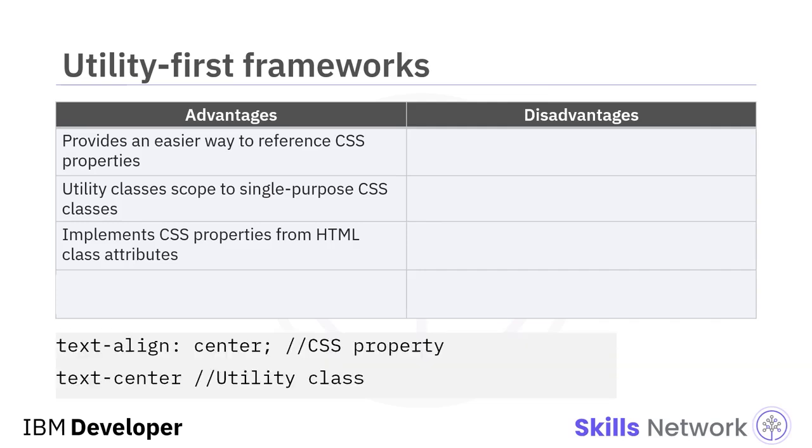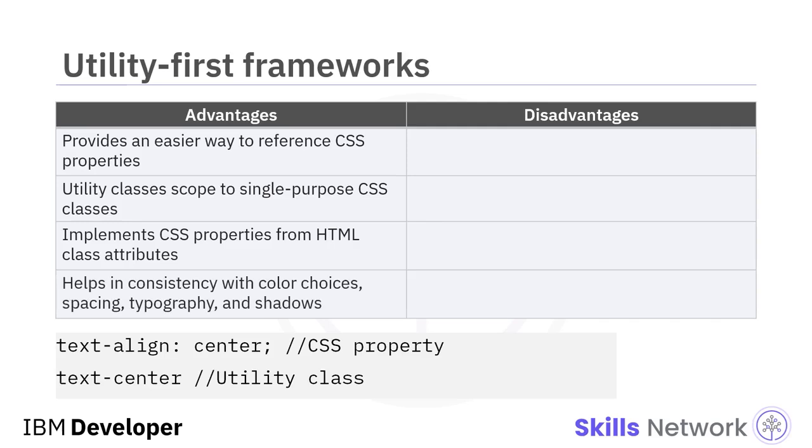For example, instead of using the text-align: center CSS property in your code, a utility-first framework might have a self-descriptive class, such as TextCenter, which does the same thing when added to the class attribute of an HTML element. They make it easy to be consistent with color choices, spacing, typography, shadows, and everything else that makes up a well-engineered design system.